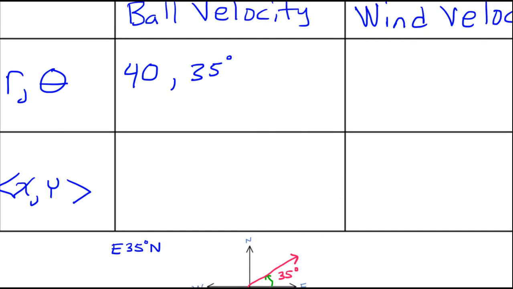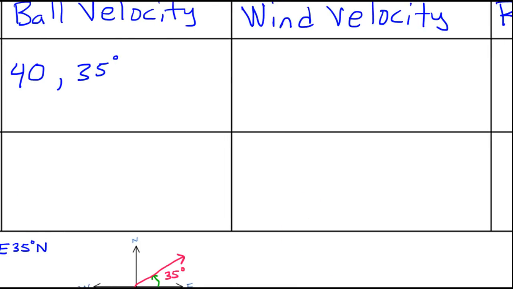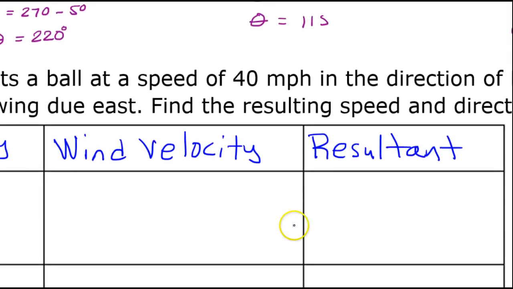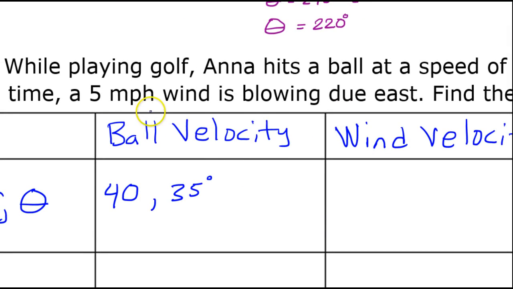Now, how about the wind velocity? Okay, what did it say about the wind? The wind is blowing 5 miles per hour due east. So we need the magnitude and the direction. So the magnitude is simply the 5 miles per hour, and I should put units here. So 5 miles per hour. That's the magnitude. Now the direction is due east.